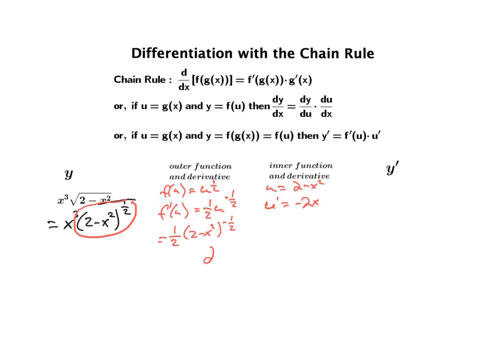So now what is d dx of 2 minus x squared to the 1/2? Our second factor, well, that's going to be f prime of u, which is 1/2, times u prime, which is negative 2x. So simplified.